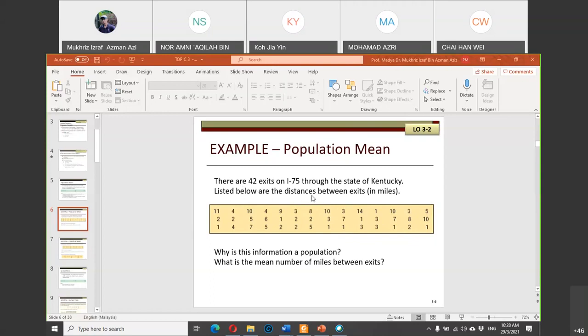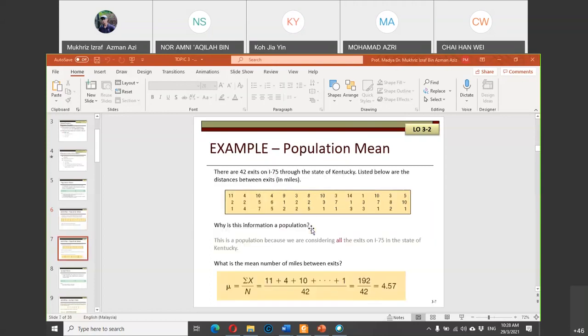So you want to calculate the population mean. Basically what you need to do is add every item from the first until the last one. So summation x is adding all. N is how many items there are in the data. There are 42 observations. So 192 divided by 42, you get 4.57.